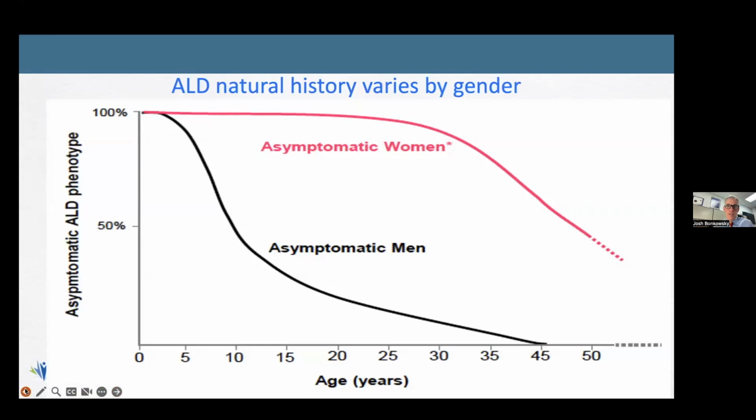So depending on whether you're a man or a woman, your disease course is variable. In women, disease symptoms tend to occur later in life, kind of after their 30s, often into their 40s, and the slope, how fast the symptoms get worse, is slower. Men tend to become symptomatic in their 20s, and the symptoms tend to get worse faster.